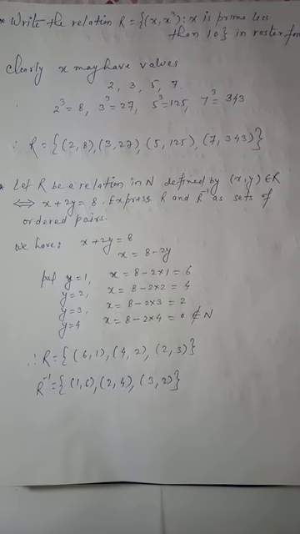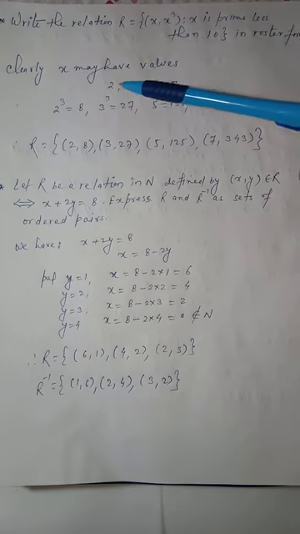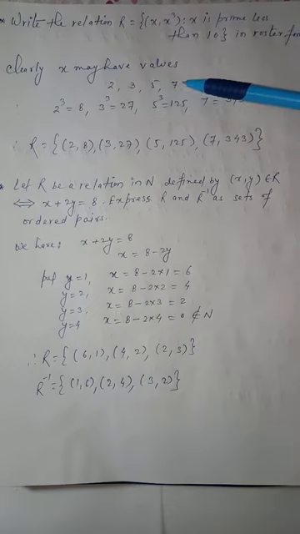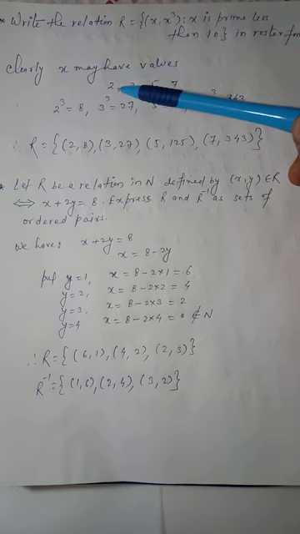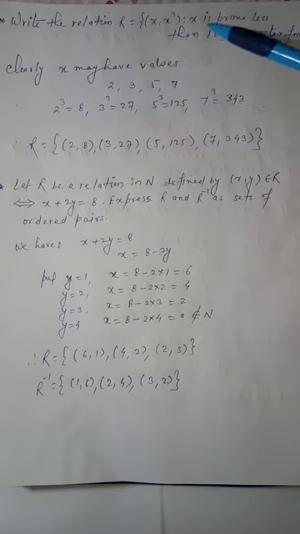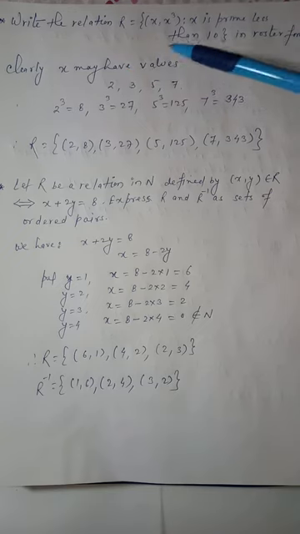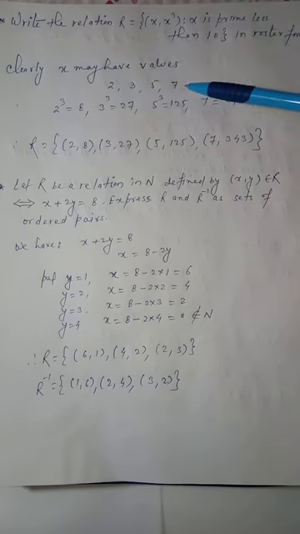Now take this problem. Write the relation R = {(x, x cube)} such that x is a prime number less than 10. You have to write R in roster form because it is given in set builder form. So first of all we have to decide what is x, because x is a prime number less than 10. Write all the prime numbers which are less than 10: 2, 3, 5 and 7. Please note 1 is not a prime number. 2 is a prime number because 2 is even but also prime.